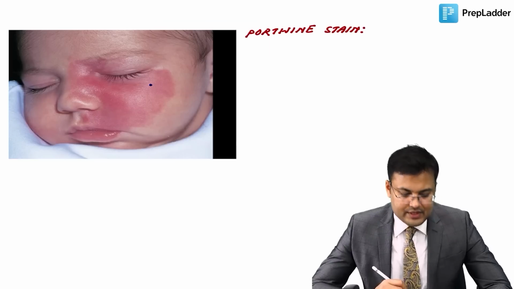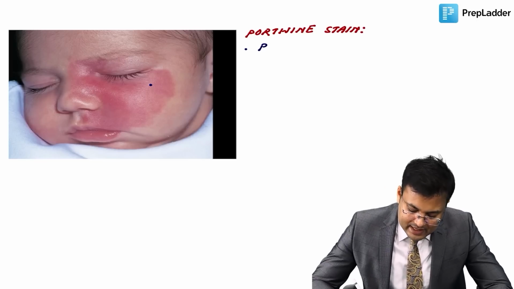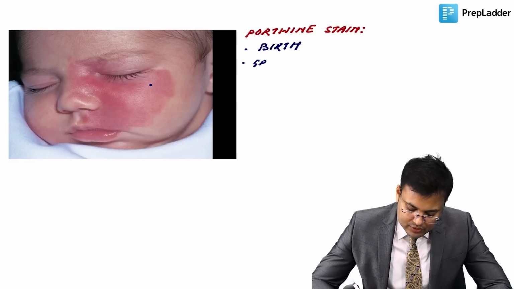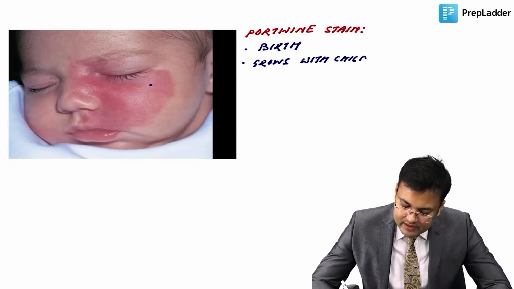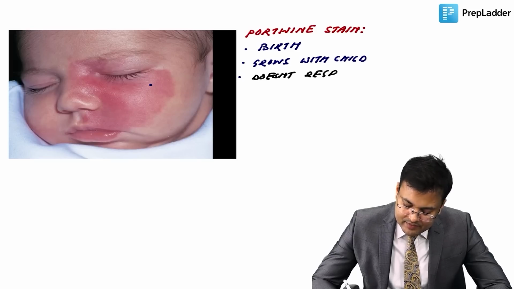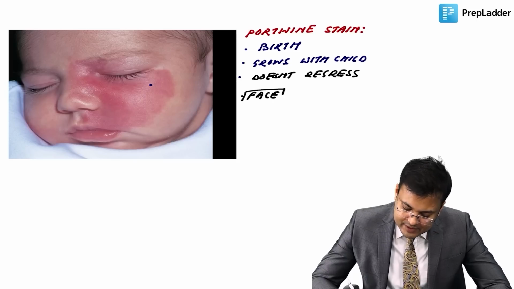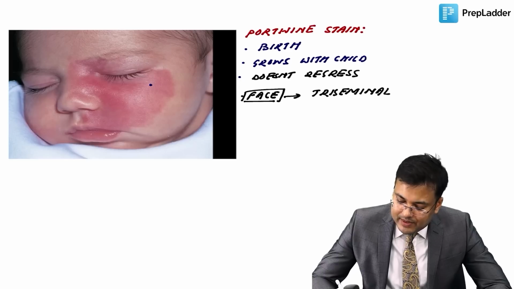Clear? So the first important point: it's present at birth. It grows along with the child. It doesn't regress. Doesn't regress means it's permanent, and it generally involves the face. In the face, which particular area? The area supplied by the fifth cranial nerve or trigeminal nerve.